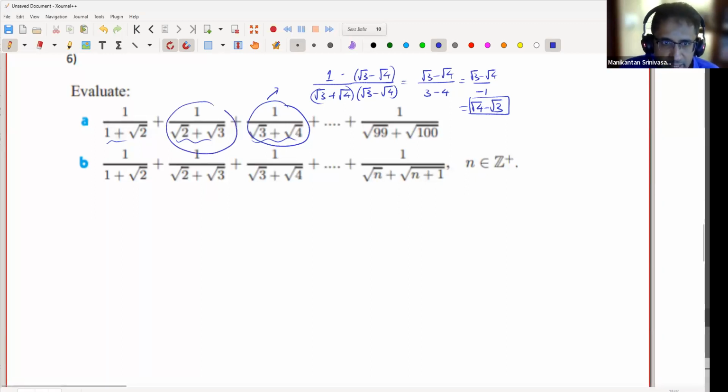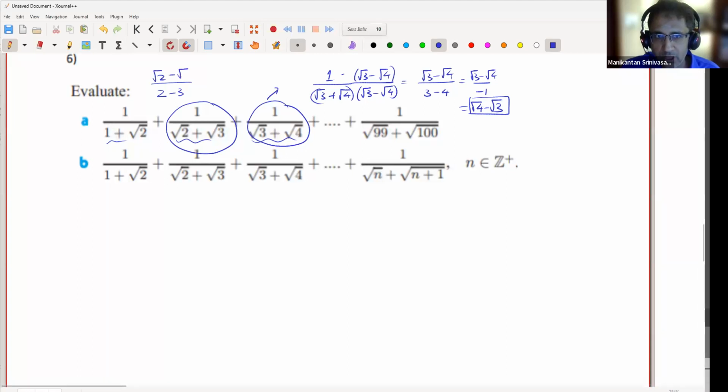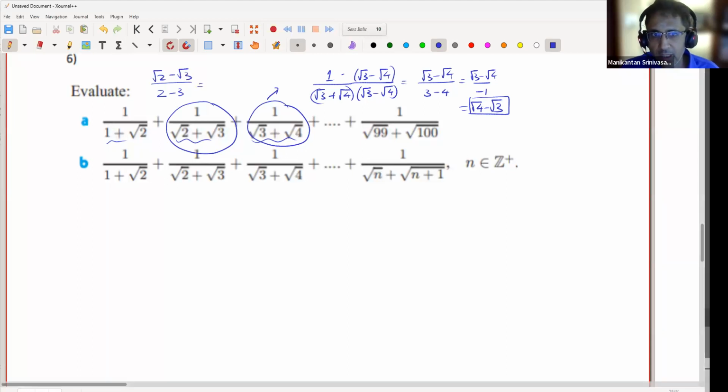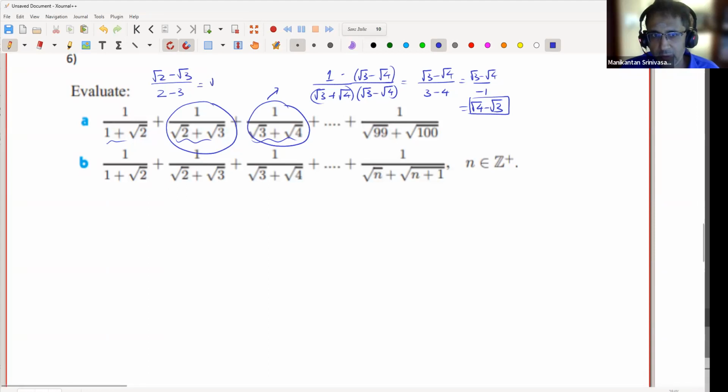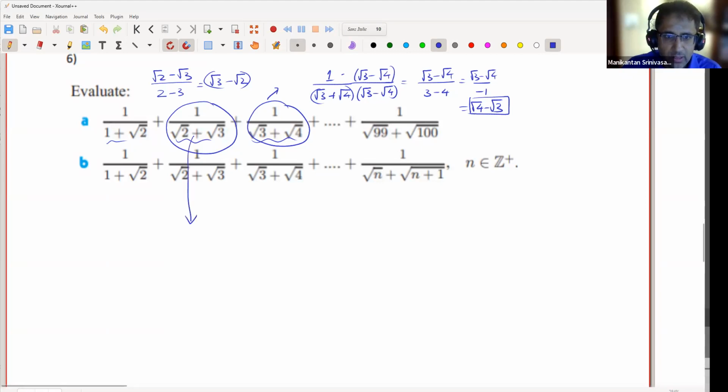Similarly, if it's this guy, I'll multiply numerator and denominator by root 2 minus root 3. Same thing will happen. In the bottom, it'll become a plus b times a minus b, which is 2 minus 3. In the upper, I'll have root 2 minus root 3. So again, this will be root 2 minus root 3 upon minus 1, which is root 3 minus root 2. All of you see the pattern? Arya, you're okay? Okay, so now you can see the pattern, right?